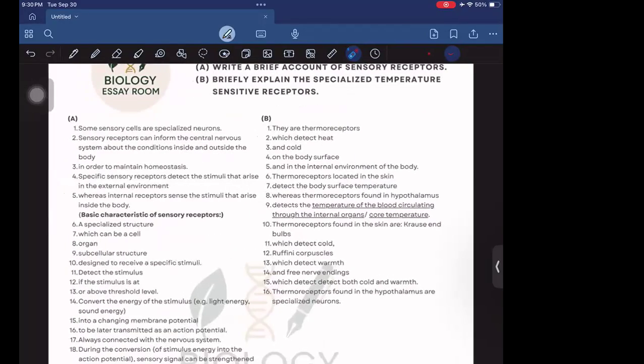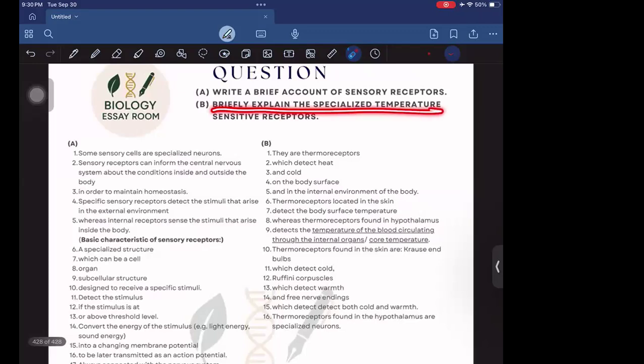So, it's not wrong. Then B, okay, briefly explain the specialized temperature sensitive receptors. They are thermoreceptors. For temperature sensitive receptors, you have to say what they are. They are thermoreceptors. You have to mention that. They detect heat and they detect cold on the body surface and in the internal environment of the body. So where are they located? They are located in the skin, and the thermoreceptors on the skin detect the body surface temperature. And there are thermoreceptors found in the hypothalamus. They detect the temperature of the blood circulating through the internal organs.